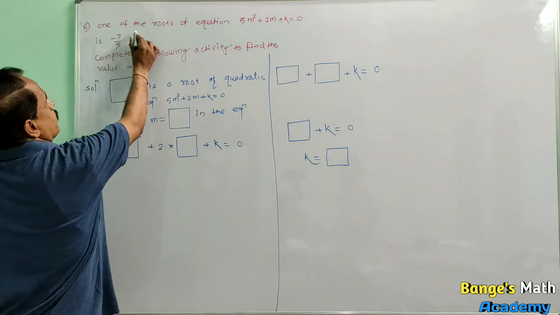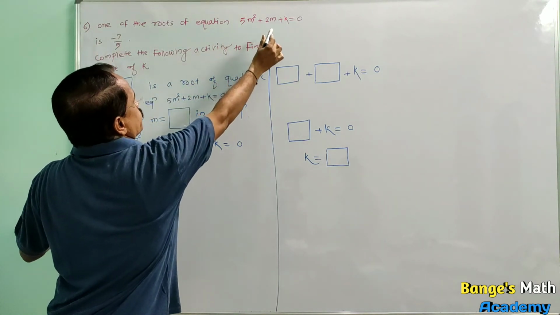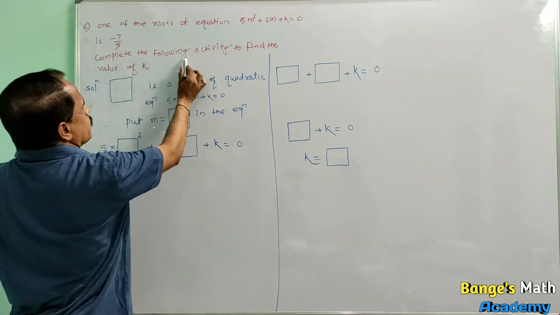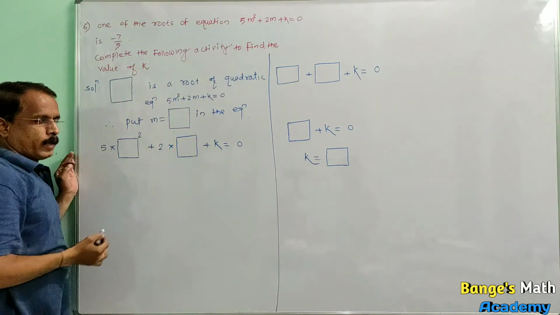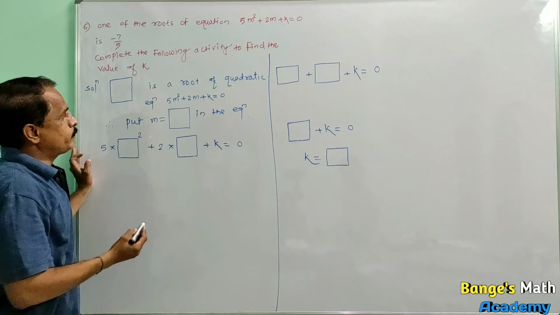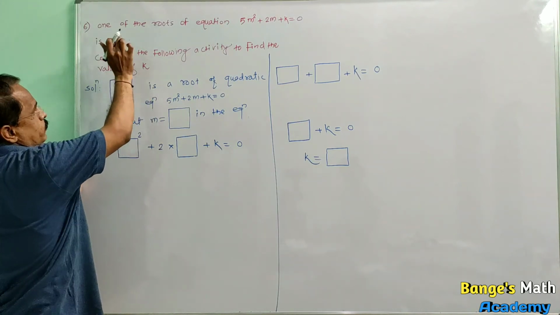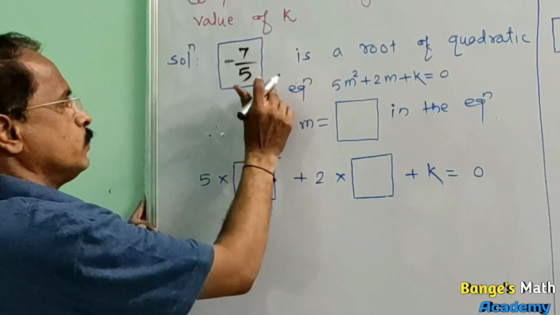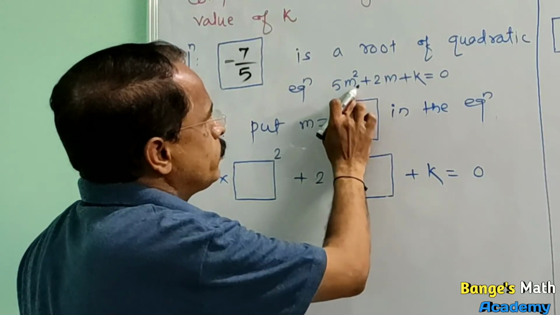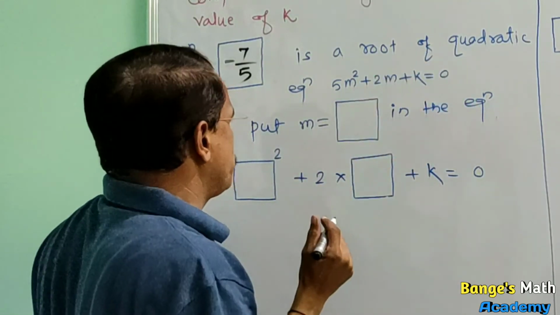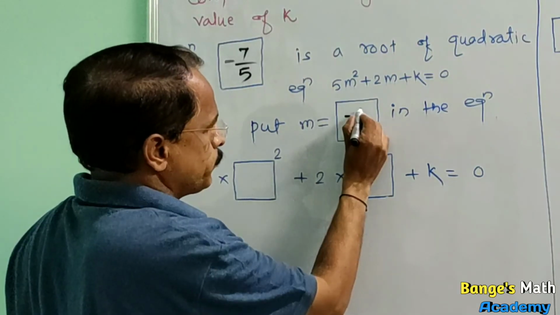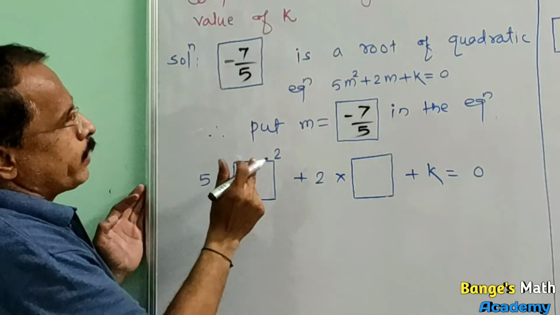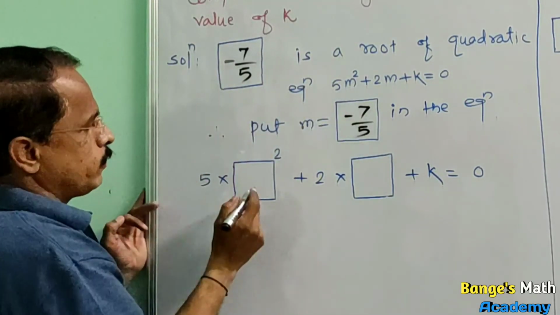Sixth example: one of the roots of equation 5m square plus 2m plus k is equal to 0 is minus 7 upon 5. Complete the following activity to find the value of k. We have to find out the value of k. So minus 7 upon 5 is a root of the given equation. Write down here, minus 7 upon 5 is a root of the quadratic equation 5m square plus 2m plus k is equal to 0. Put m is equal to minus 7 upon 5 in the equation. So put minus 7 upon 5 at the place of m.